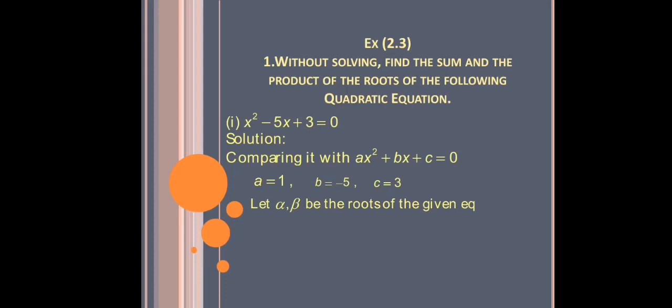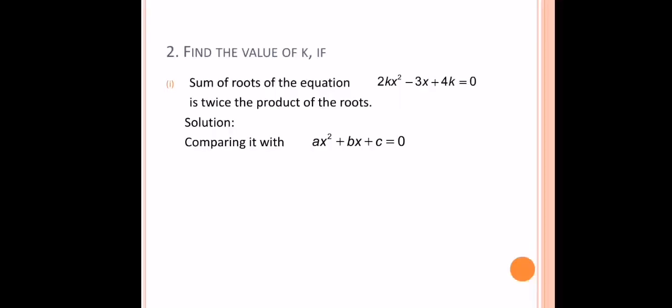So let alpha and beta be the roots of the given equation, then sum of roots is alpha plus beta, and by the formula we know that sum of roots is equal to minus b by a. So putting the values of b and a, we get minus into minus 5 divided by 1, which is equal to 5, and the product of roots alpha beta is equal to c by a. Putting the values of c and a, we get 3 divided by 1, which is equal to 3. So this is how we found out the values of sum of roots and product of roots.